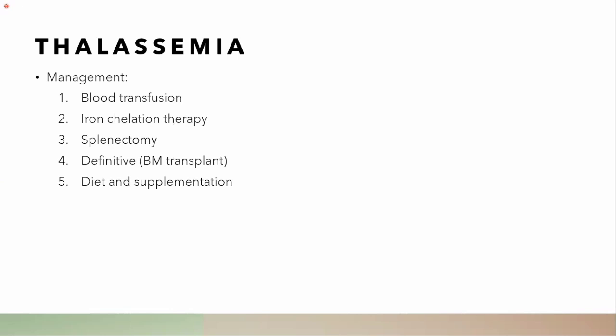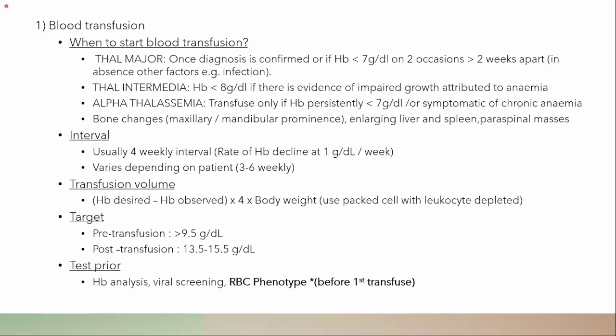Okay, the next one is thalassemia. For management of thalassemia, there are 5 components, which start with blood transfusion, iron chelation, splenectomy, definitive treatment, and also diet. Blood transfusion is the main therapy in thalassemia, and we give transfusion based on the type of thalassemia.